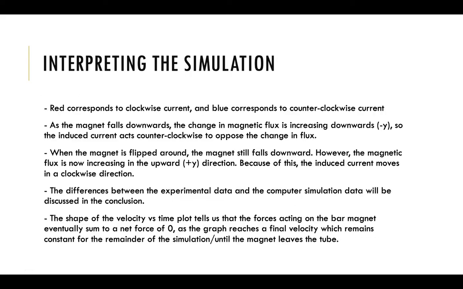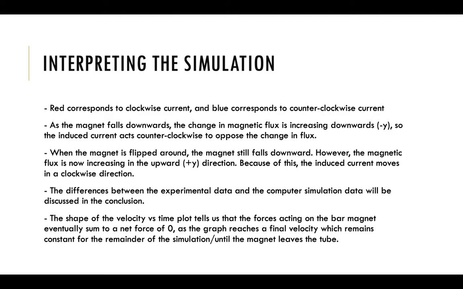Interpreting the simulation, as I said before, red is the clockwise current and blue is the counterclockwise current. As the magnet falls downwards, the change in magnetic flux is increasing in the negative y direction, so the induced current is acting counterclockwise to oppose this change in flux. When the magnet is flipped around, however, it still falls downwards, but the magnetic flux is now increasing in the plus y direction, so the induced current moves in a clockwise direction as opposed to counterclockwise. The differences in experimental and computer simulation data I will discuss in the conclusion.